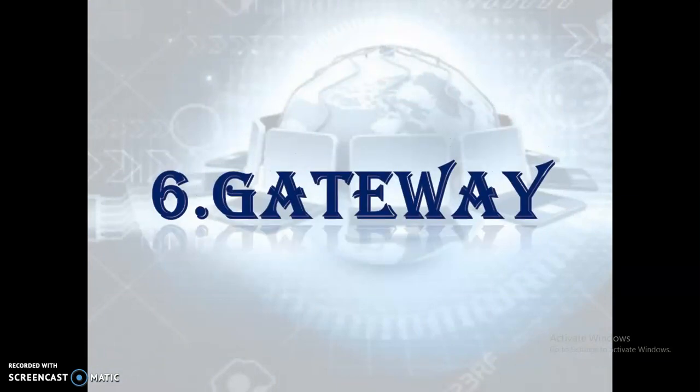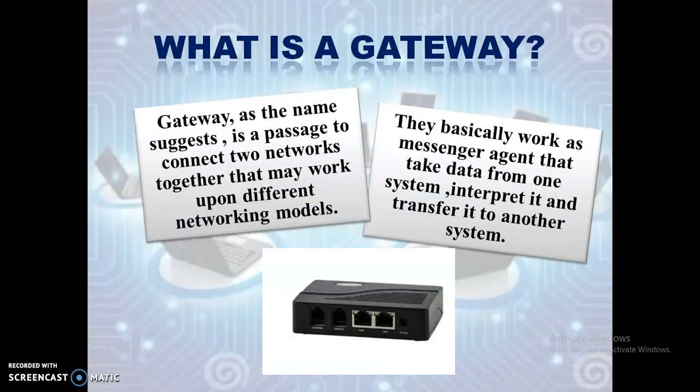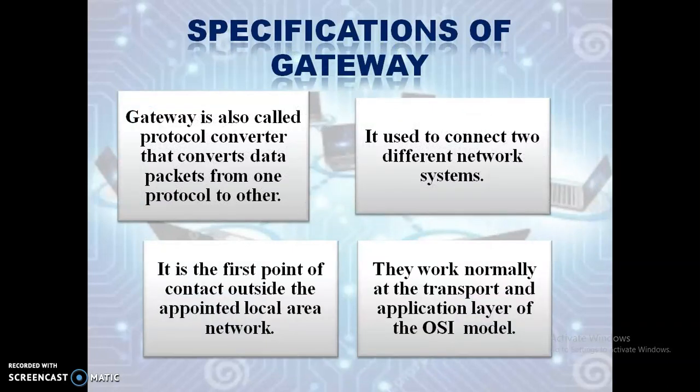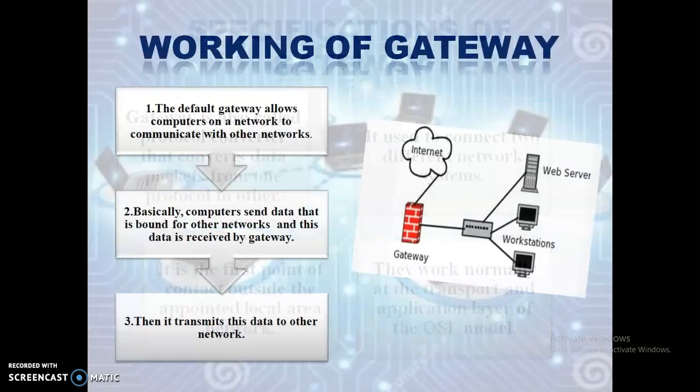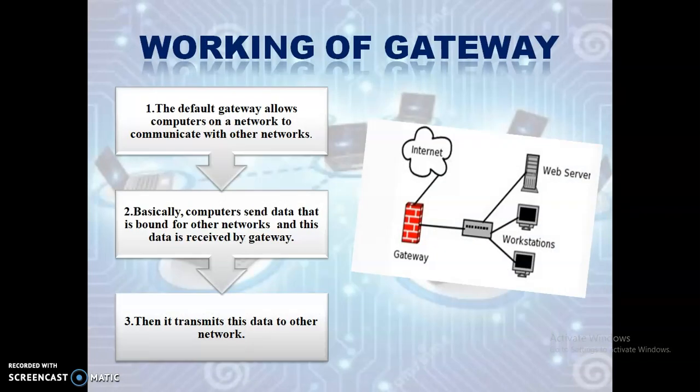Last but not the least, let us discuss the gateway. A gateway, as the name suggests, is a passage to connect two networks together that may work upon different networking models. It operates normally in the transport and application layers of the OSI model, and it is also called a protocol converter. The default gateway allows computers on a network to communicate with other networks. Basically, computers send data that is bound for other networks, and this data is received by the gateway. Then it transmits the data to other networks. This is shown in the figure.